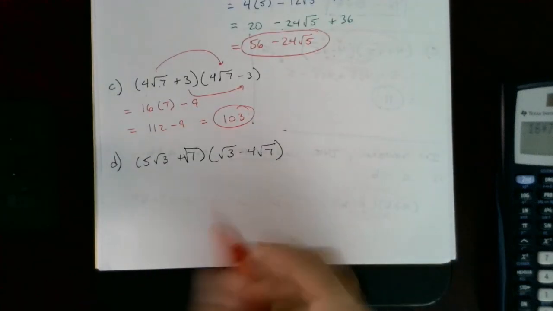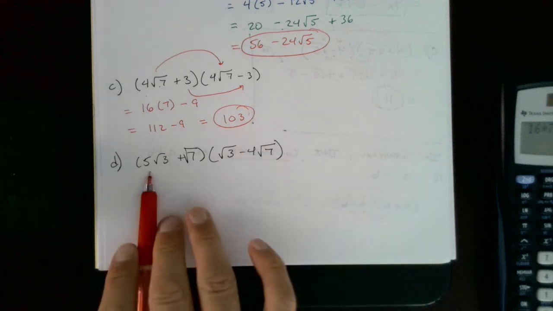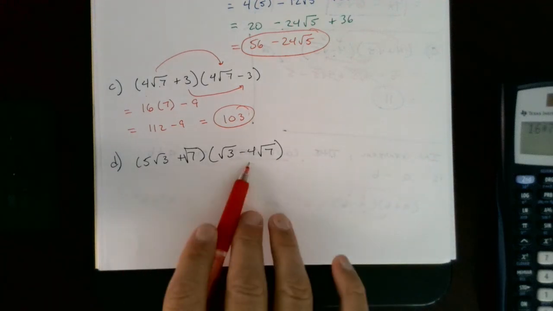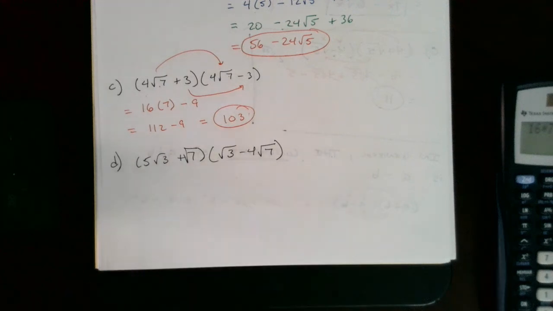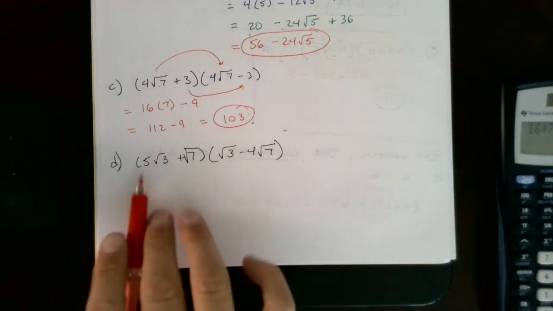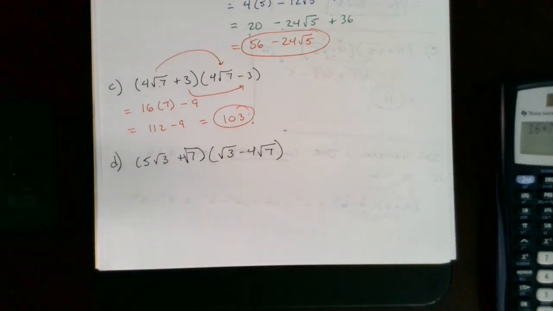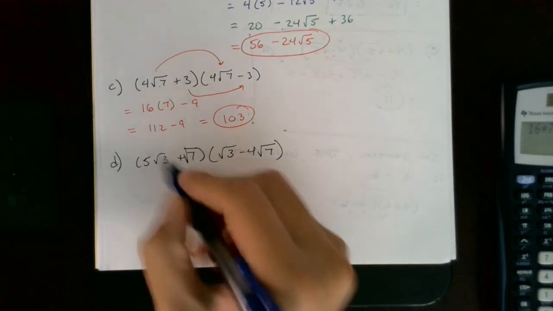The last example here, you've got 2 terms times 2 terms. Again, in this case, are these conjugates? Well, no, they're not even the same terms. So even though they have opposite signs, they're not conjugates because the terms aren't the same. So you have to multiply all of them out. So all 4 terms get multiplied here.